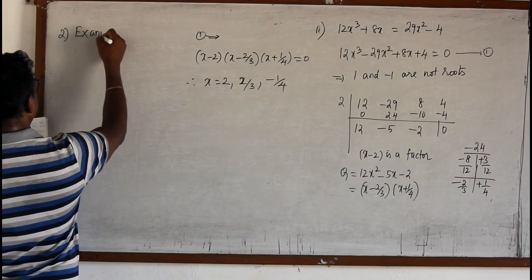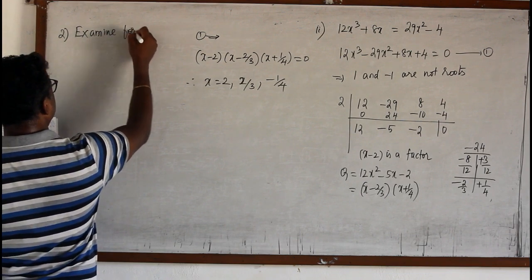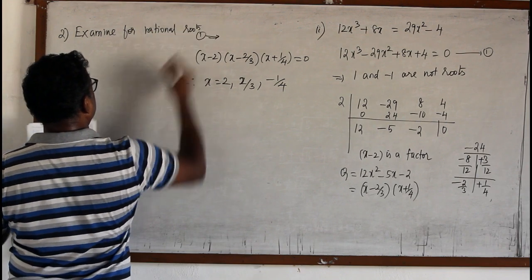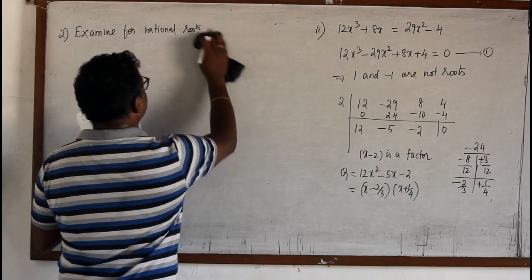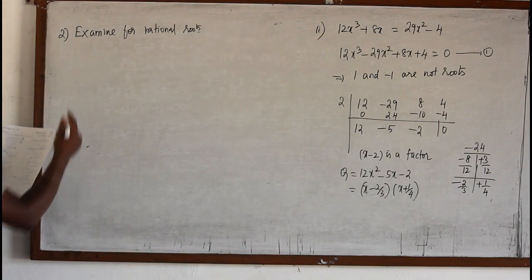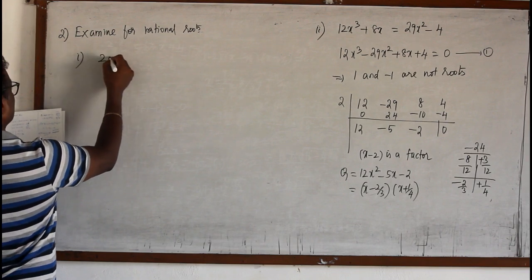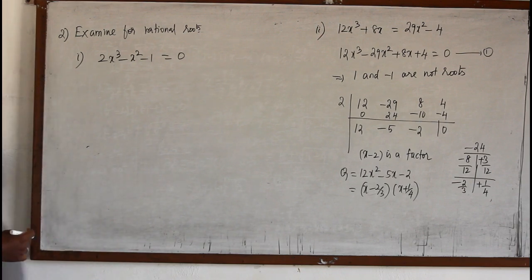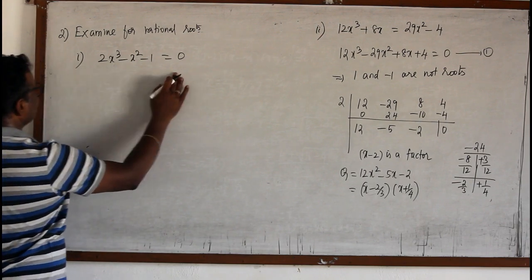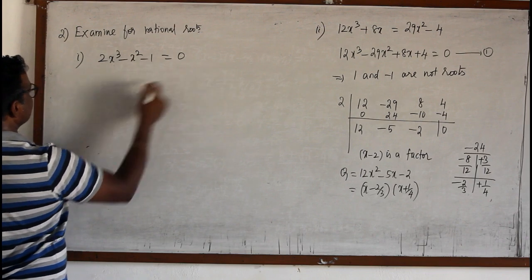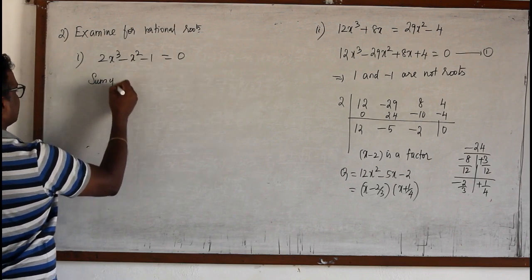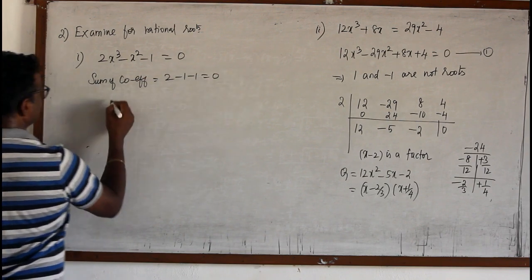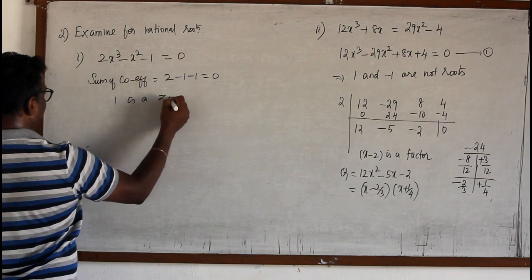Examine for rational roots. That is, I must find how many rational roots are there for the equations. For the first problem, 2x cube minus x square minus 1 equal to 0. Since it is a cubic equation, if I add all the coefficients, 2 minus 1 minus 1, it becomes 0. So sum of coefficients equal to 2 minus 1 minus 1, 0. So 1 is a root.